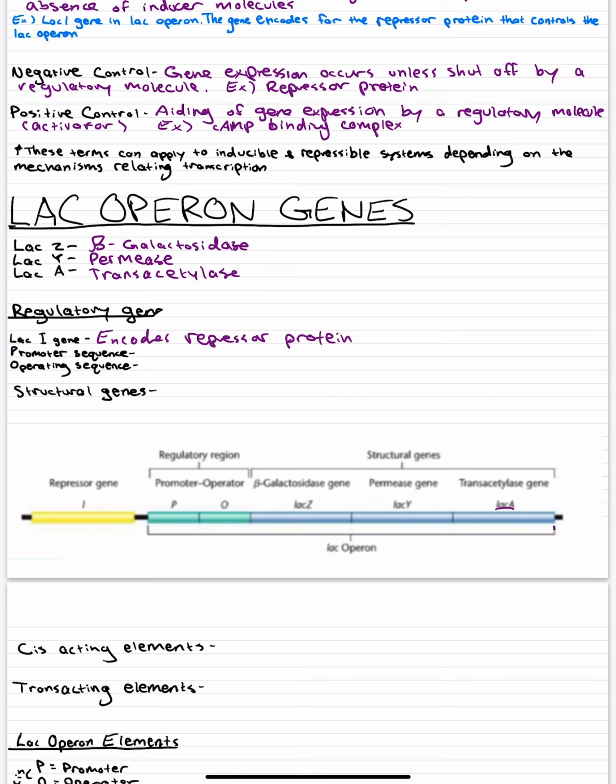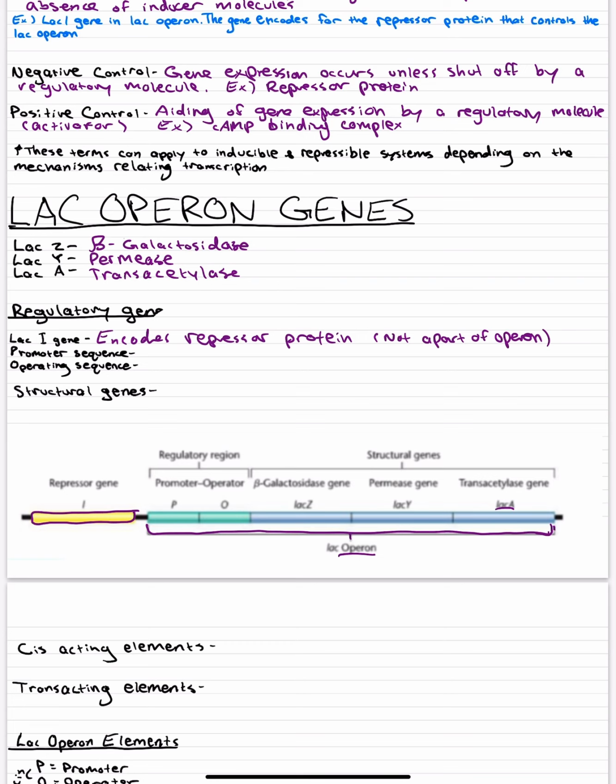Now, it should be important to mention that this Lac I gene is not a part of the operon. As we see in this image below, this is all that is included in the Lac Operon: the promoter, the operator, Lac Z, Lac Y, and Lac A. Outside, we have the repressor gene. It's a regulatory molecule for the Lac Operon, but it's not actually a part of the operon itself.